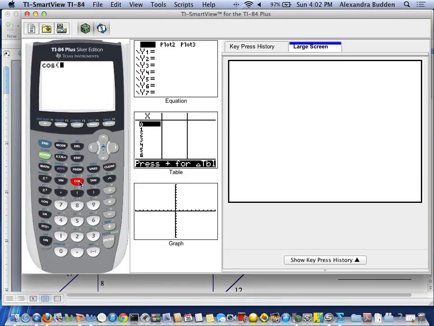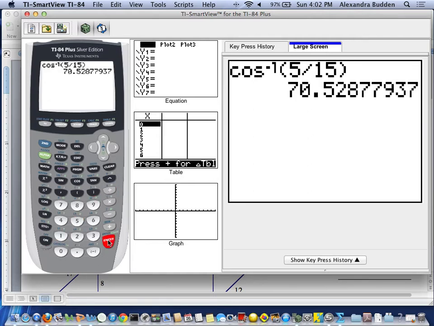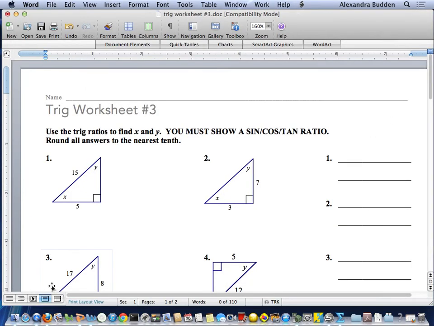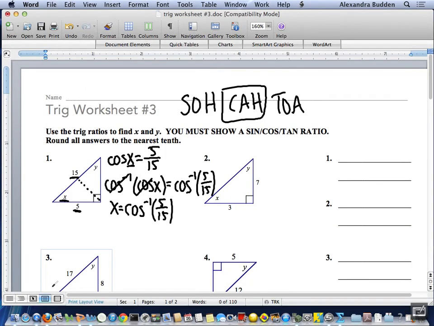Okay, you don't just want to hit cosine. That's cosine. I need inverse cosine. So in order to do that, I hit second cosine. And you'll notice it looks like cosine to the -1. Now do that 5 divided by 15. And I get 70.53. So that means x is equal to 70.53 degrees. I'm going to write that on the line. X is equal to 70.53 degrees.